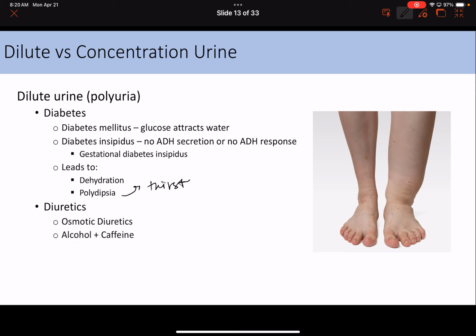Alcohol and caffeine act as diuretics in different ways. Alcohol inhibits ADH release. So if you don't have ADH release, then you can't reabsorb more water, and it ends up in your filtrate and you end up urinating it out more. Caffeine inhibits sodium reabsorption. So if we're not reabsorbing sodium, it stays in the filtrate, and water also stays in the filtrate.